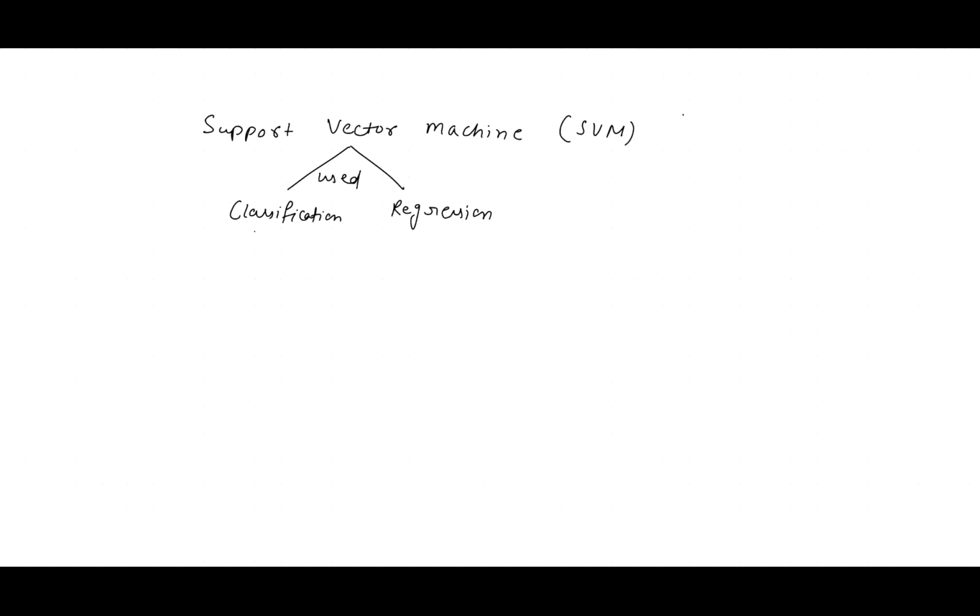In classification we call it SVC, Support Vector Classifier, and SVR, Support Vector Regression, and both of these libraries come from the package svm. So when you implement it using Python, you will import this package and this library according to your problem. If you are doing classification, then you will import this one, otherwise you will import SVR.